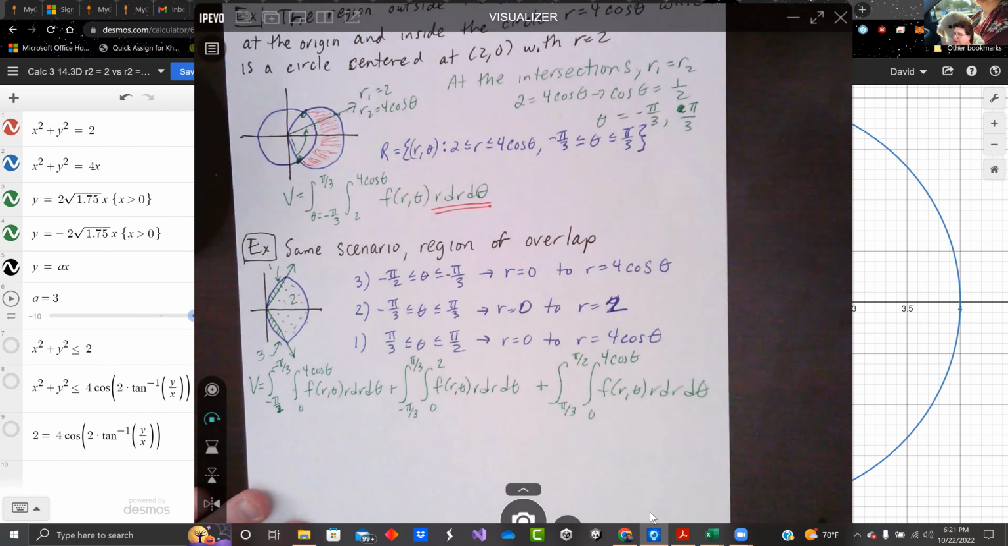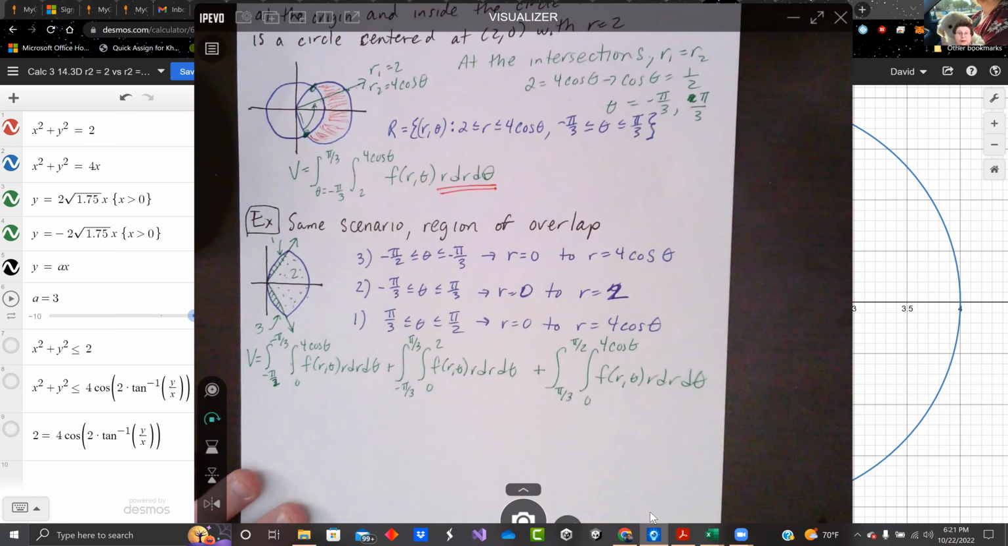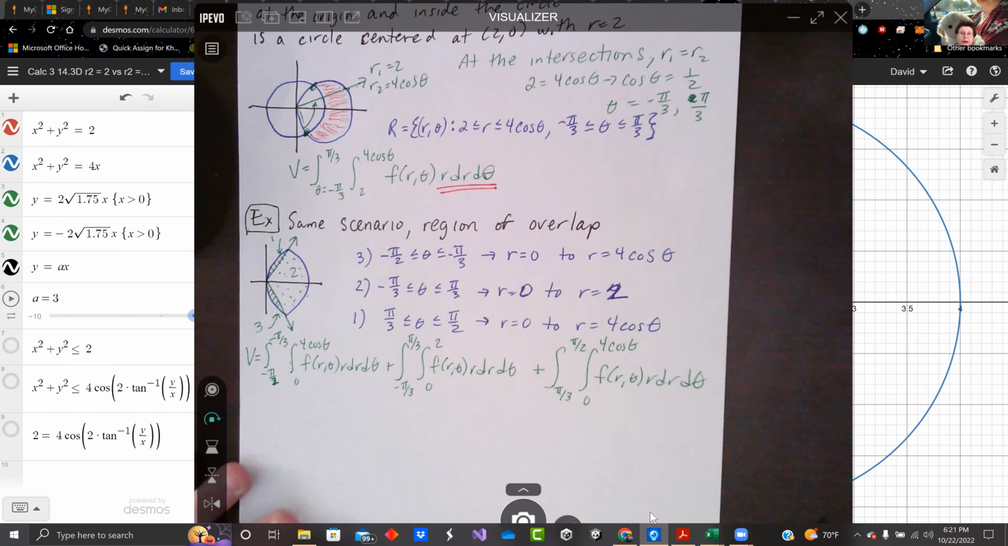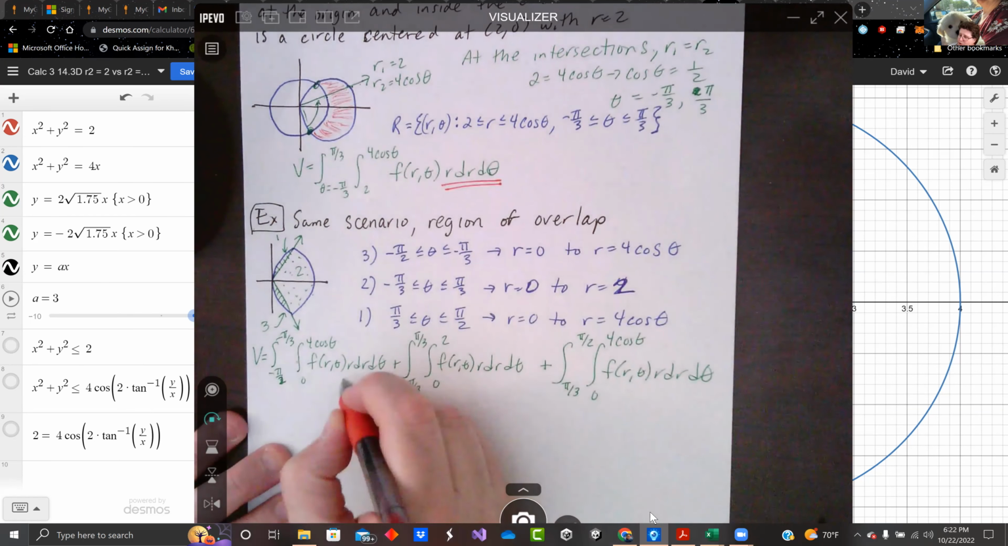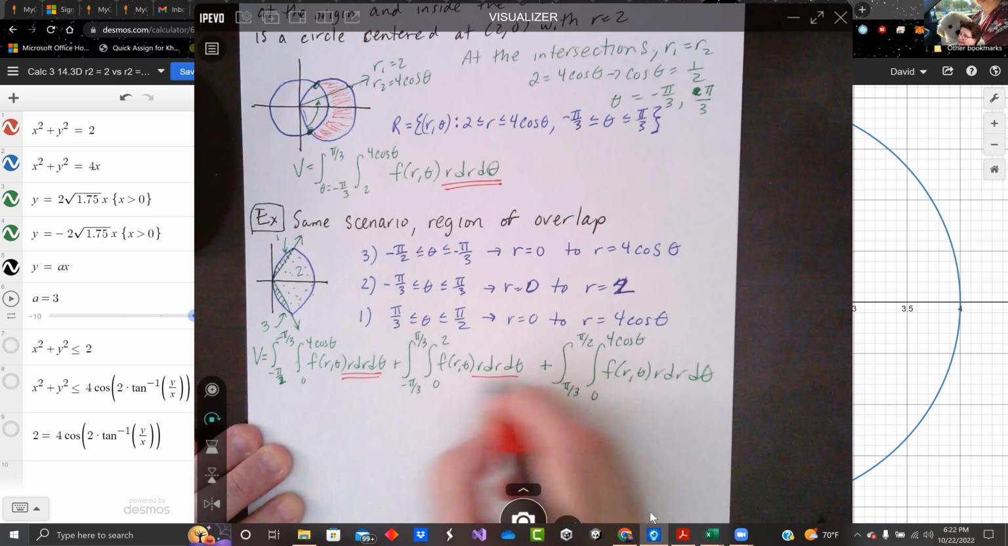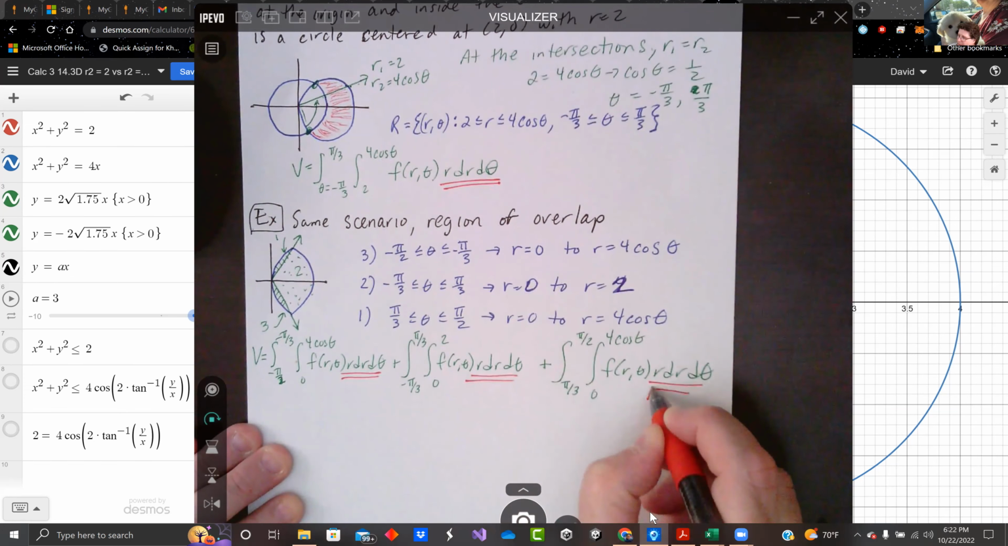We set up our double integral for each region. And depending on the function, we evaluate, again, not forgetting that each one needs r d theta. The r is the easiest part to forget.